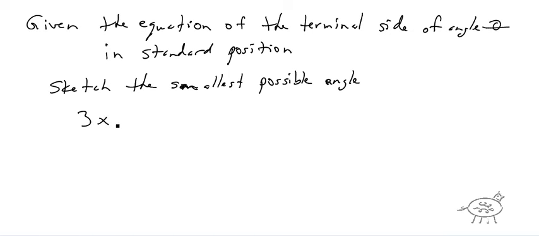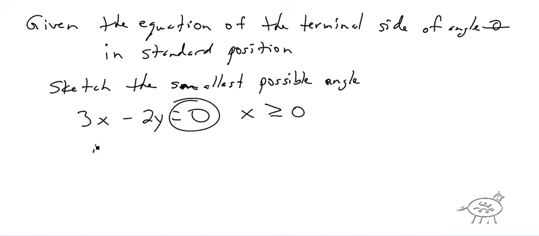I give you an equation, 3x minus 2y equals 0. And I have to give you a little more information here. x is going to be greater than or equal to 0. So basically, there are a couple ways to look at this. It has to be greater than or equal to 0. There's actually an infinite number of solutions to this problem, given this equation, right? Because basically it's a line.